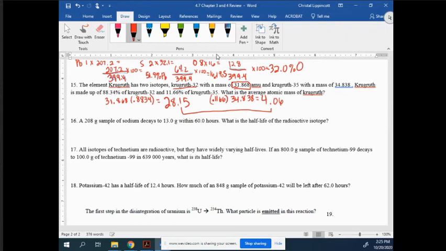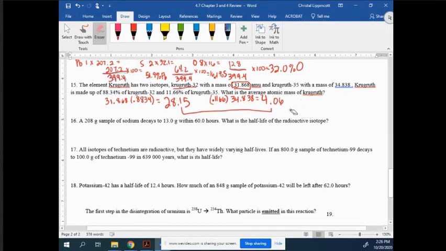So I'm going to add my 28.15 plus my 4.06, and I end up with 32.21. Oh, wait a minute. I ended up getting the wrong answer. Hold on. There we go. That's better. Sorry. But that's not our answer. That was over here. I grabbed the wrong one.